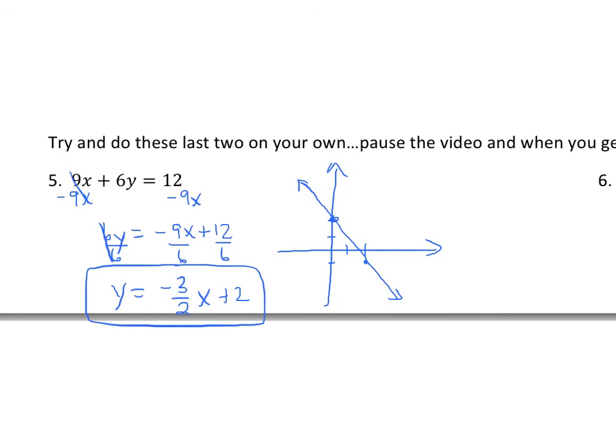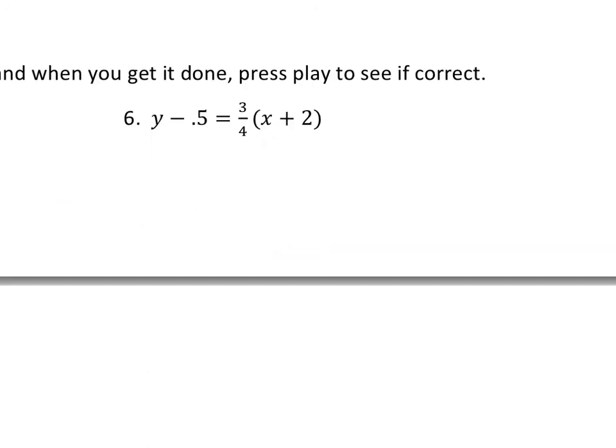Okay, so on number 5, I went ahead and solved for y, and hopefully this doesn't confuse you. The negative 9 divided by 6, that reduces to negative 3 over 2. So I went ahead and reduced the slope, and I went ahead and graphed it over here. So I graph at my y-intercept b, and then I go down 3 and to the right 2. So again, let's pause the video and work number 6 on your own. And then when you're ready to check your answer, go ahead and hit play again.